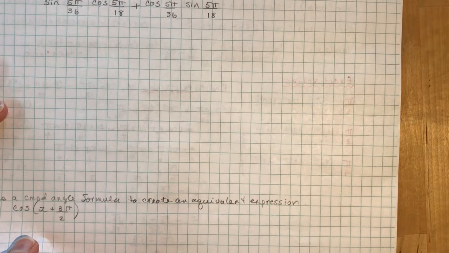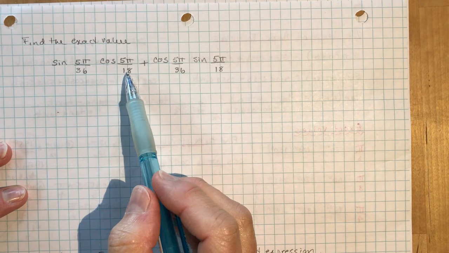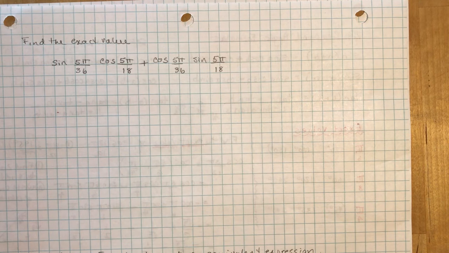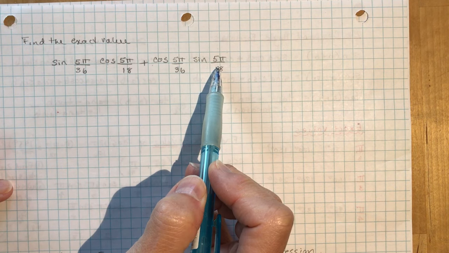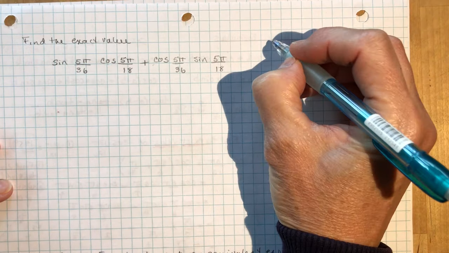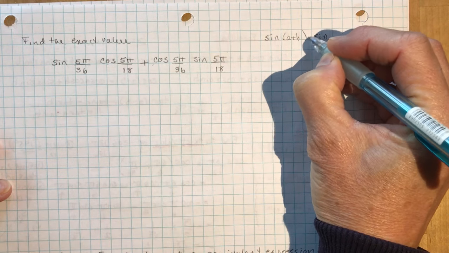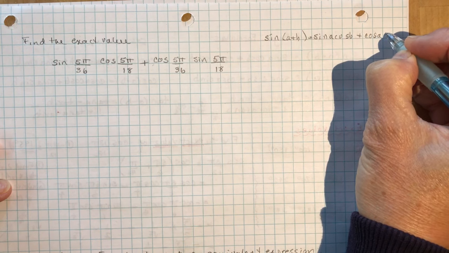Okay, a second type of question: find the exact value. And this time they give you sine 5 pi over 36 cos 5 pi over 18 plus cos 5 pi over 36 sine 5 pi over 18. You can say, what the heck is that? What you want to do here is look for a pattern. You have sine cos plus cosine sine, so it should be ringing a bell that this is like the sine of A plus B. Sine of A plus B is sine A cos B plus cos A sine B.